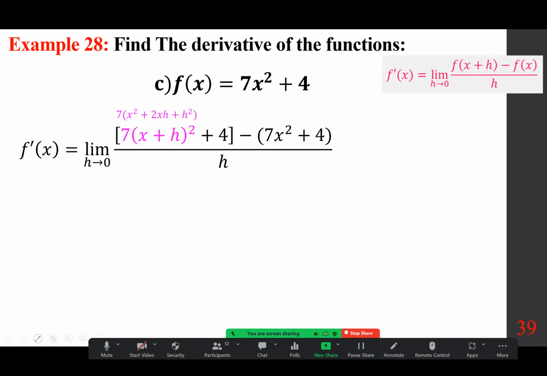And I'm going to remind you again that (a plus b) squared is a squared plus 2ab plus b squared. If we happen to have a negative here, we have a negative here. So in this case, we are going to distribute the 7 first. We get 7x squared plus 14xh plus 7h squared plus 4. Now we're going to distribute the negative sign, minus 7x squared minus 4.